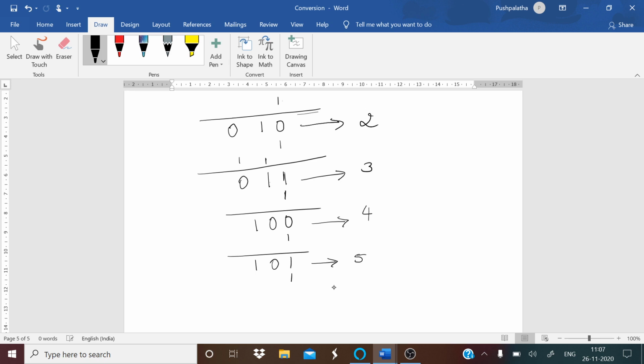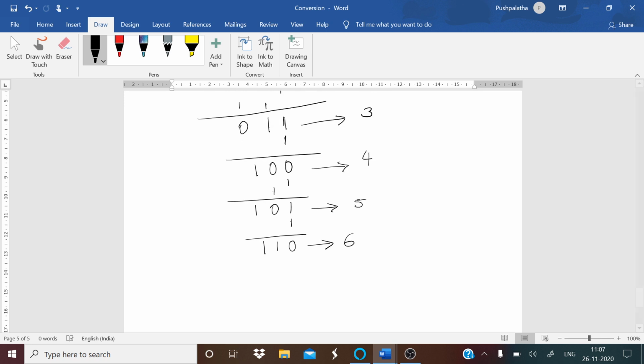And again add 1 to this. 1 plus 1 is 0 with a carry of 1. 1 plus 0 is 1, 1. This is your 6. And again add 1. 0 plus 1 is 1, 1, 1. So this is your 7. Okay, this is how you are going to represent your 3-bit number.